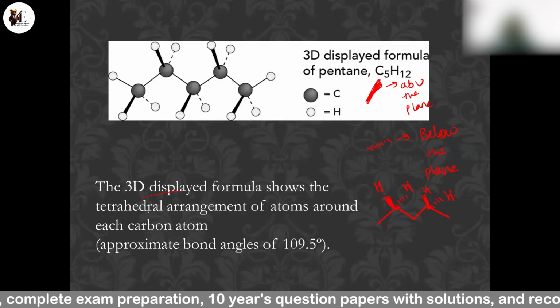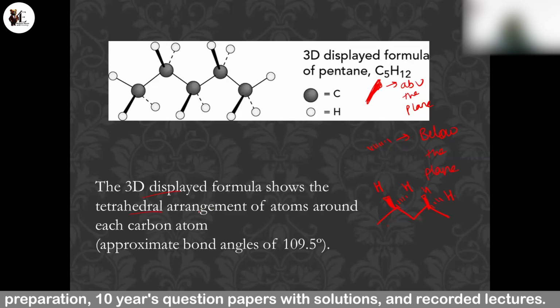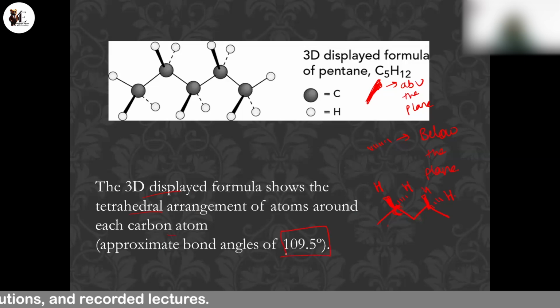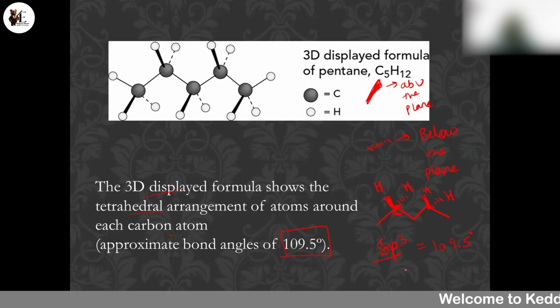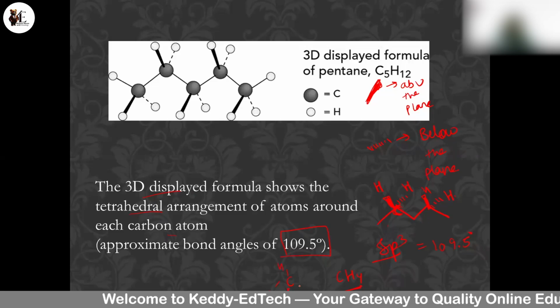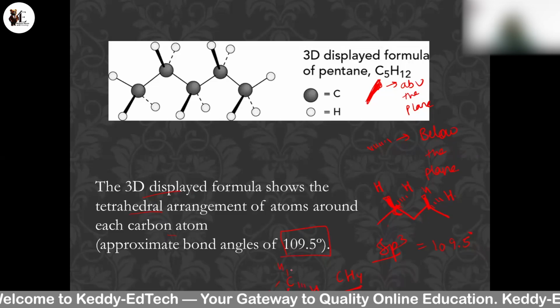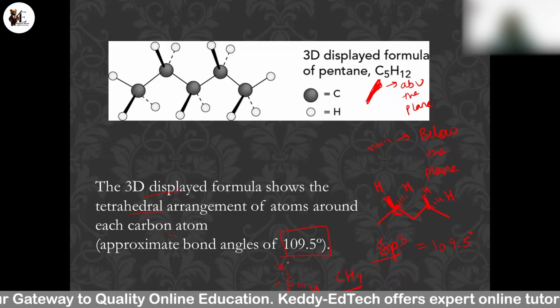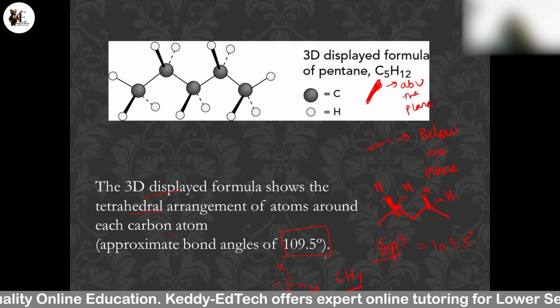So the 3D displayed formula shows the tetrahedral arrangement. Tetrahedral means it is connected to 4 bonds around each carbon atom. And the approximate bond angle is 109.5 degrees. That means in sp3 hybridization, the bond angle is 109.5 degrees. So methane, CH4, is a tetrahedral arrangement because all the hydrogens are connected like this. One hydrogen is above the plane and one hydrogen is below the plane. It is attached to 4 hydrogen atoms. Okay. So what is the bond angle of methane? The bond angle of methane is 109.5 degrees.